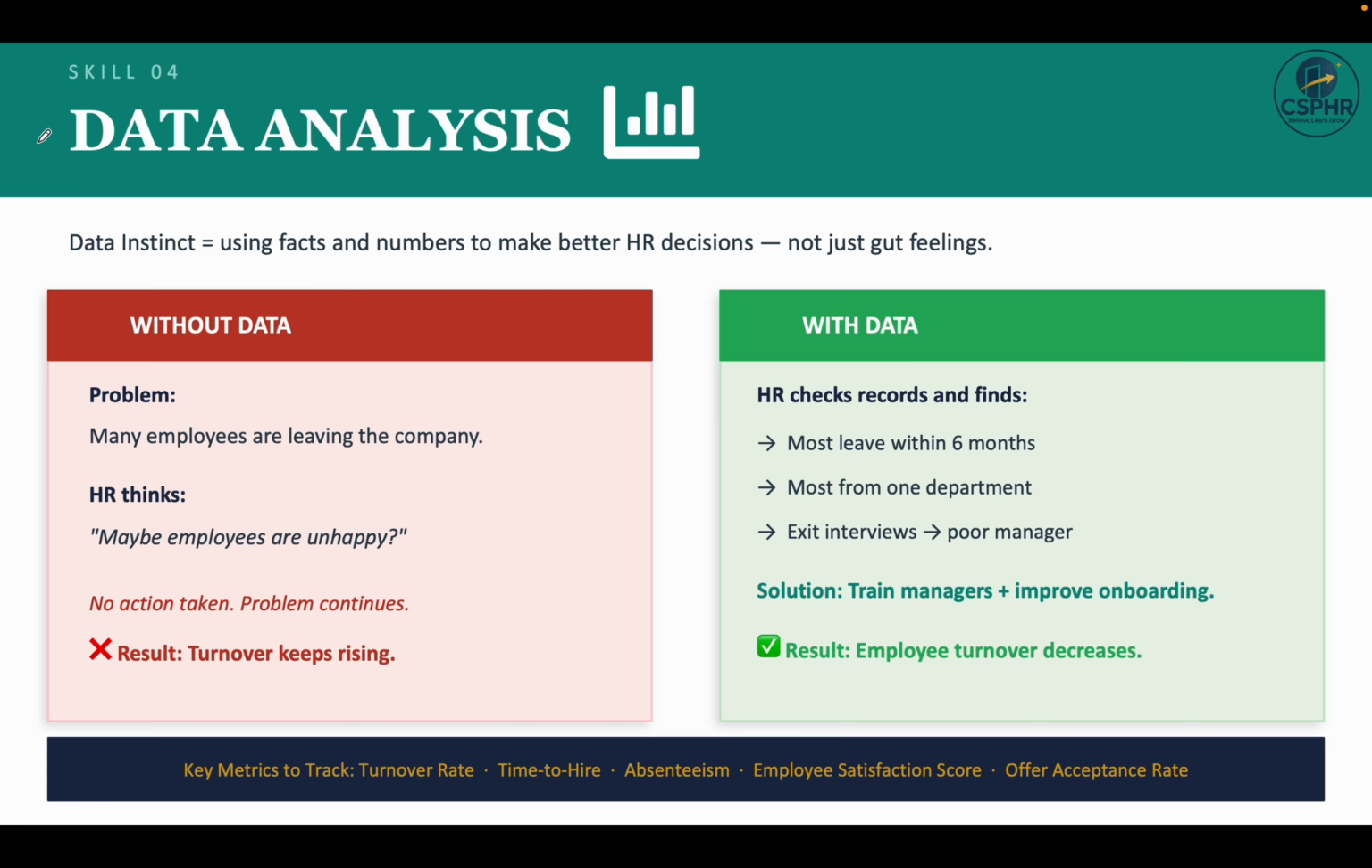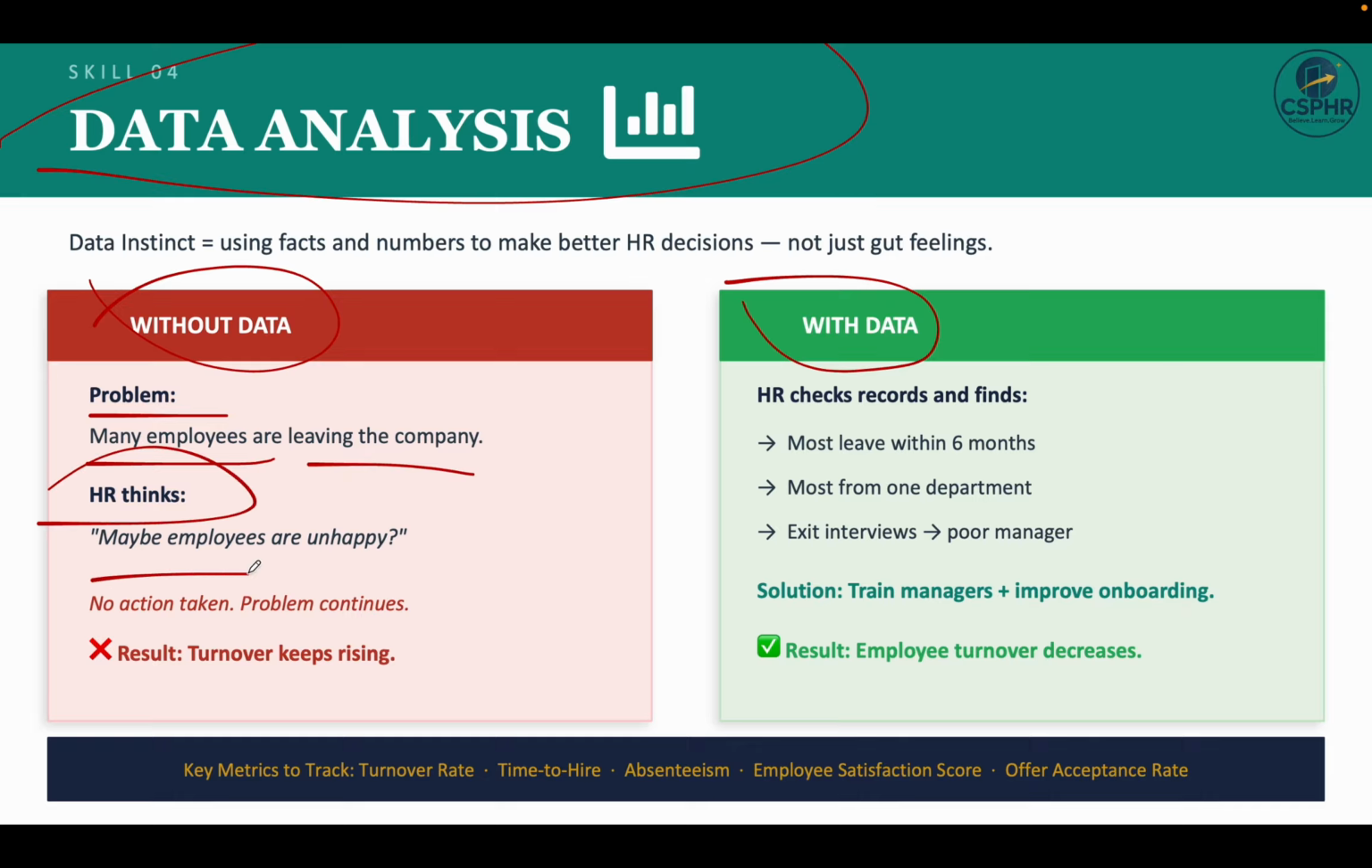Now let's talk about data analysis. This is the 4th skill of an HR generalist. Without data you can't find out the actual reason, and with data you can find out the actual reason. So let's talk about one example. Problem: many employees are leaving the organization. HR thinks maybe employees are unhappy, so that is the reason they start leaving. Without data, no action is taken and the problem continues. So what will be the result?